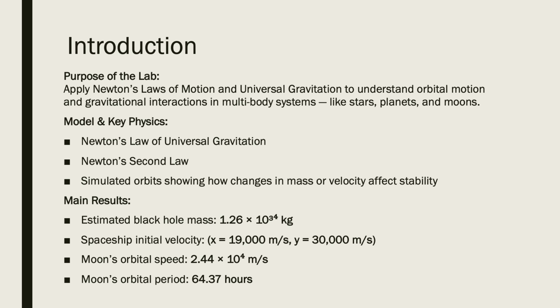In part 1, we analyzed the motion of a star orbiting a black hole of unknown mass. By using the star's trajectory data, we estimated the black hole's mass, similar to how astrophysicists determine the masses of unseen celestial bodies. In part 2, we simulated a spaceship moving under the gravitational influence of both a planet and its moon. The goal was to find an initial velocity that would allow the spaceship to orbit without crashing, testing how Newtonian gravity works in a multi-body system.